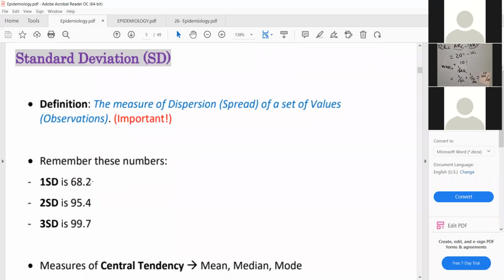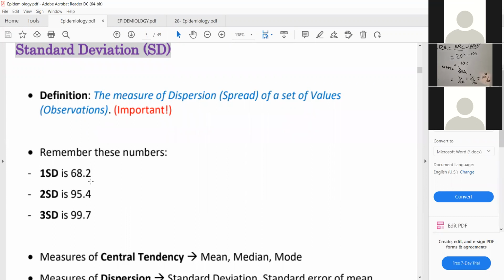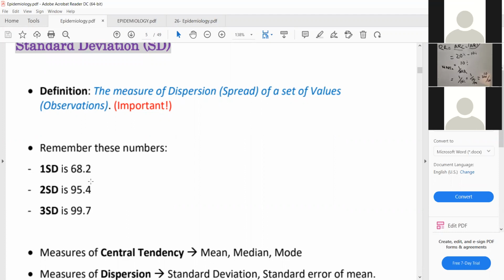Next topic is standard deviation. Standard deviation is basically deviation from the central tendency, or deviation from the central value, or deviation from the average, you can say. So basically, standard deviation is used to measure the dispersion of a set of values or observations.